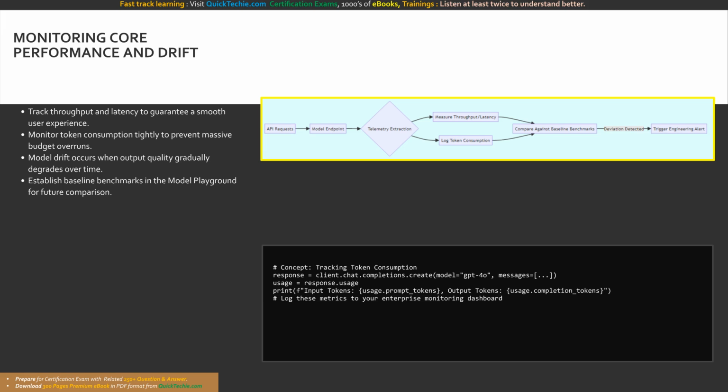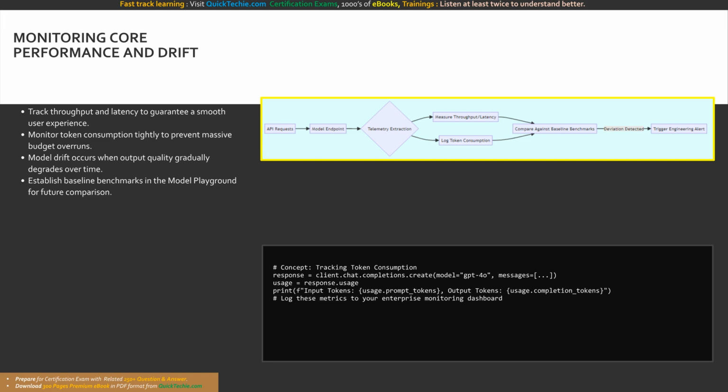Throughput measures the exact speed at which the deployed model processes incoming prompts and generates output tokens. If throughput suddenly drops or latency spikes during peak hours, your application's user experience will severely degrade, potentially causing critical timeouts. Furthermore, you must continuously monitor your token consumption footprints to prevent massive, unexpected cloud budget overruns. Because generative AI bills directly by the token, tracking the ratio of input tokens to generated output tokens is crucial for long-term cost management.